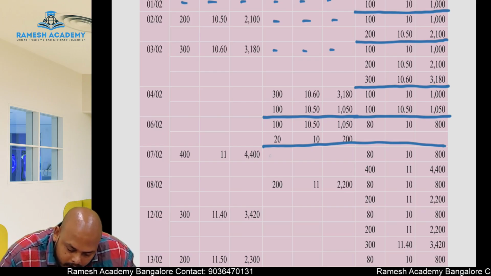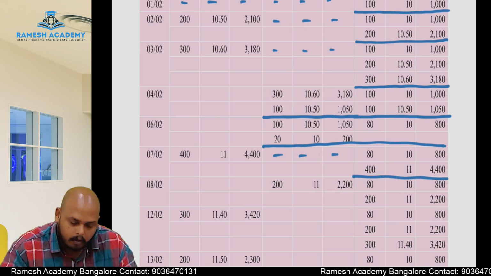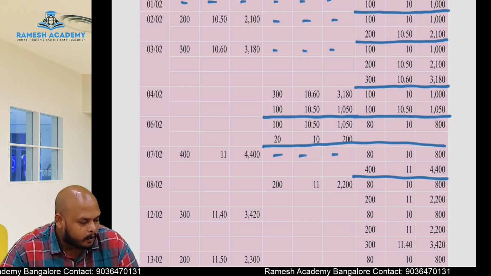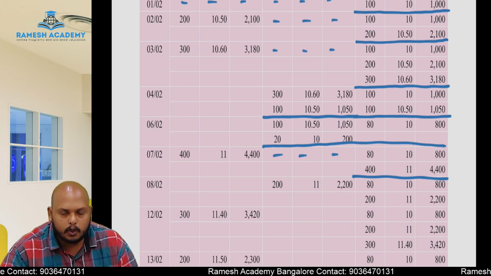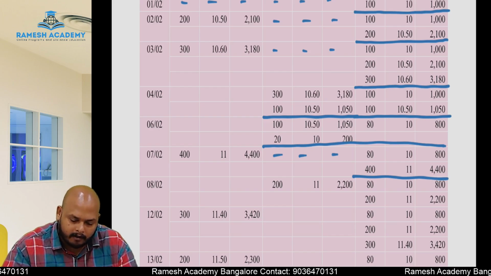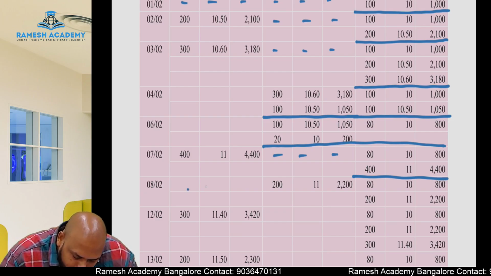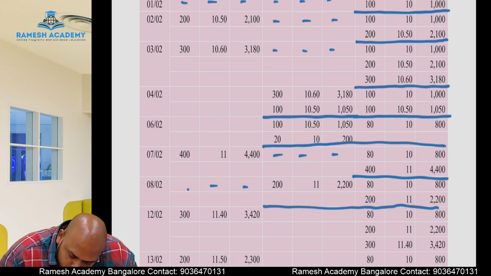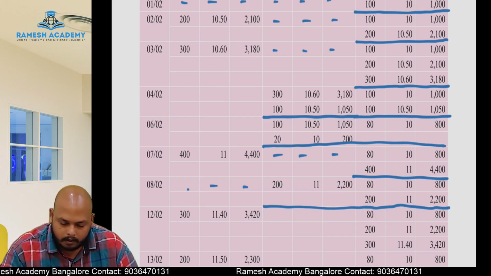Just we have to write issue column is nil. Same thing we can continue. Next. 8th February 2022, issued how many units? 200 units to the job B. We are issuing 200 units, means first from the latest. What is the latest one? 400. Now from 400 we have to issue 200. So the balance will be how much? 200 units will be there.